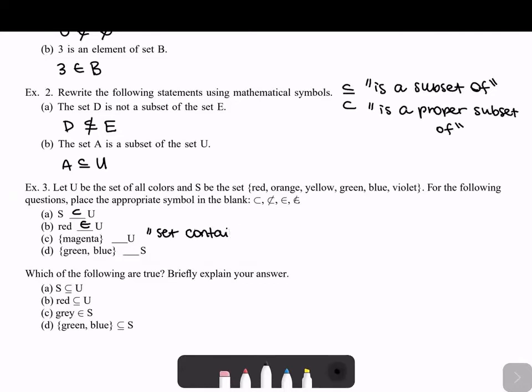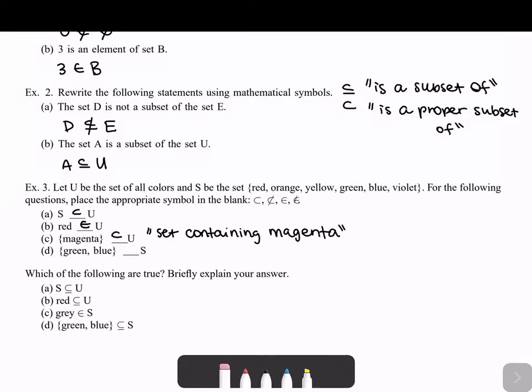So we have a set containing magenta. And now we're comparing this set to the set U. So again, we're going to look at if it's a subset or not a subset. And because magenta is a color, we have that the set containing magenta is a subset of the set of all colors, because magenta is a color.